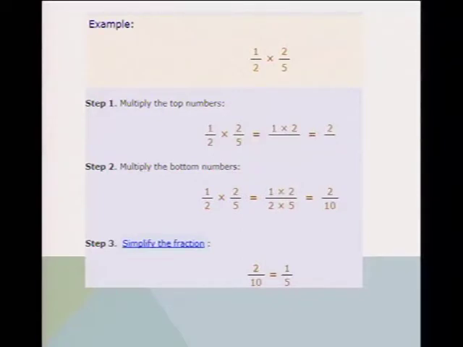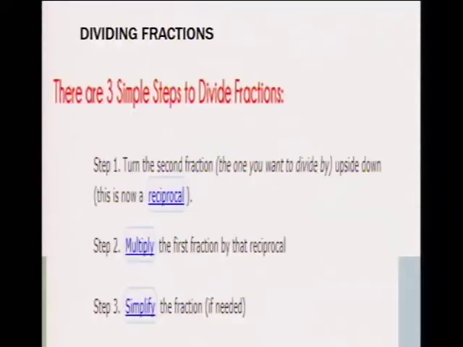It says simplify the fraction. You have 2 over 10. How can you simplify 2 over 10? 2 can go into 10 5 times, isn't it? But into itself, it goes 1 time. So you can simplify that to 1 over 5. 2 going into itself 1 time and into 10 5 times.